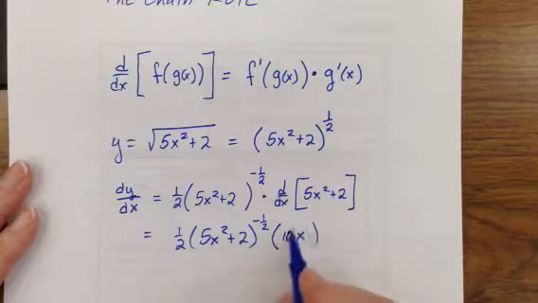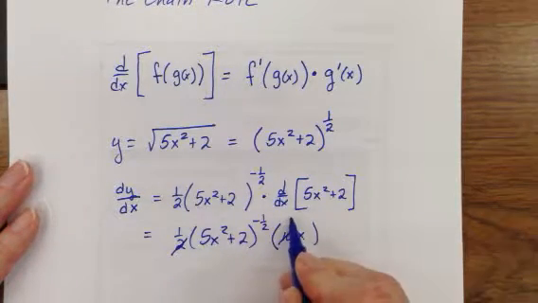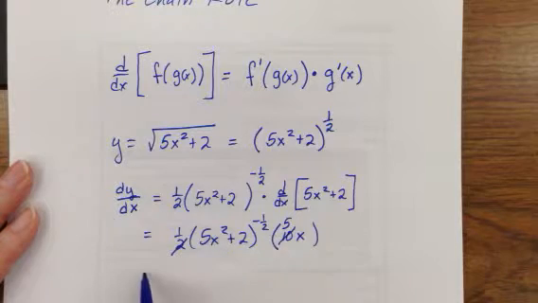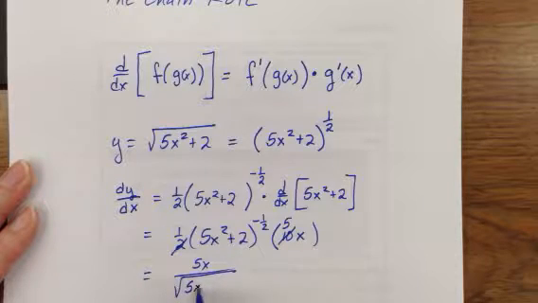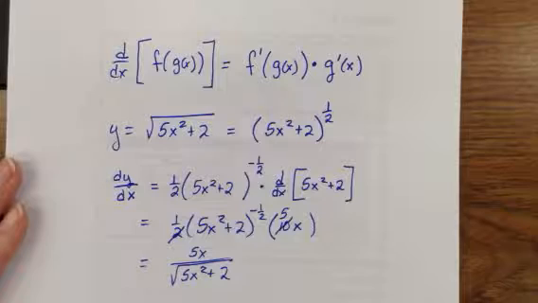From here, it's just cleanup work. The 10 and the 2 cancel. This is a negative exponent, so we drop it like it's hot. The 5x is your numerator, and this is the square root of 5x squared plus 2. Very fancy. There is your first one with a chain rule.